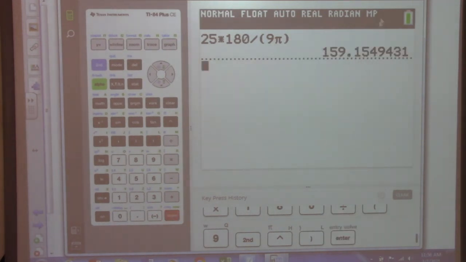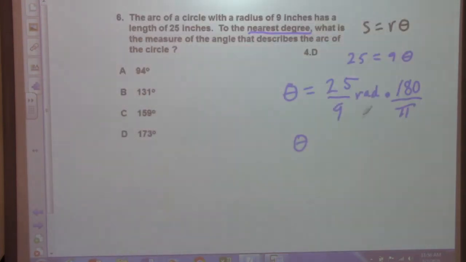So 159.15, so that'd be answer choice C. Okay? Questions on that? Any other questions on that? Just kind of go through as needed everything. If we need to go through everything, we go through everything.